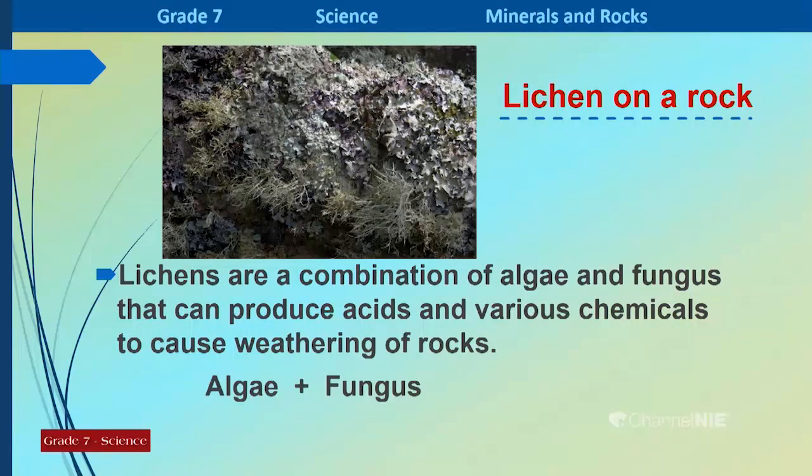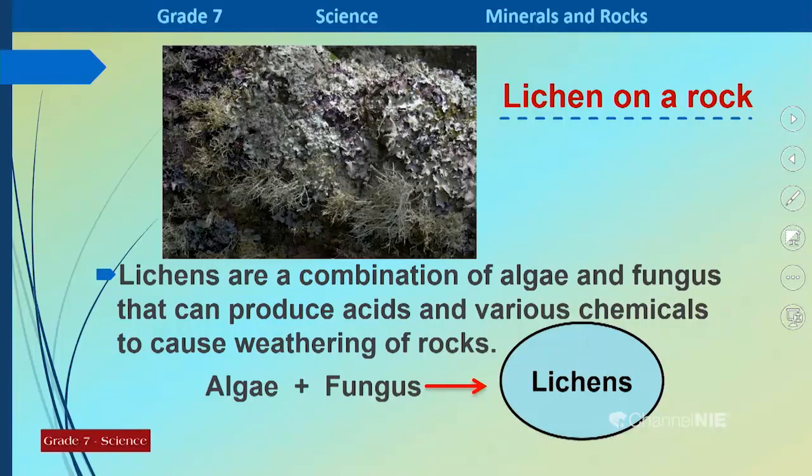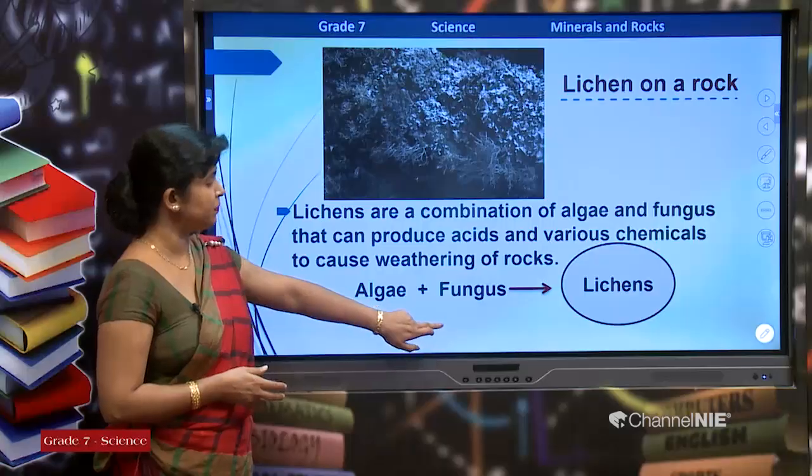Lichen is a combination of algae and fungus. When algae and fungus combine together, they can form lichens. Lichens have a special ability of secreting substances, and those chemical substances can cause the weathering of rocks. So, that is known as chemical weathering of rocks. Then you have to understand that lichens support the chemical weathering of rocks.